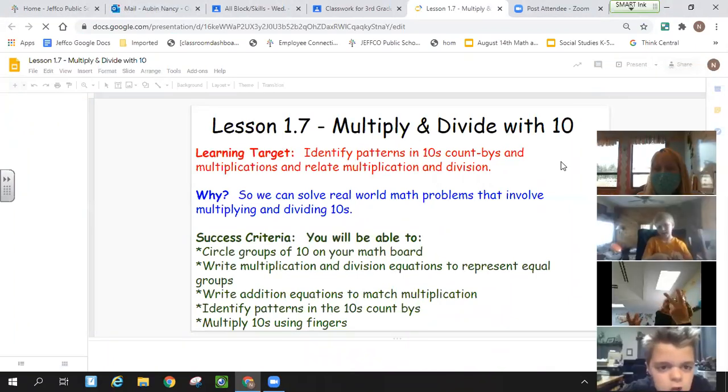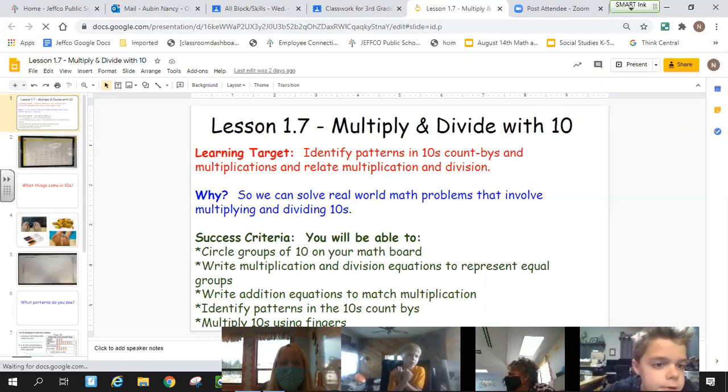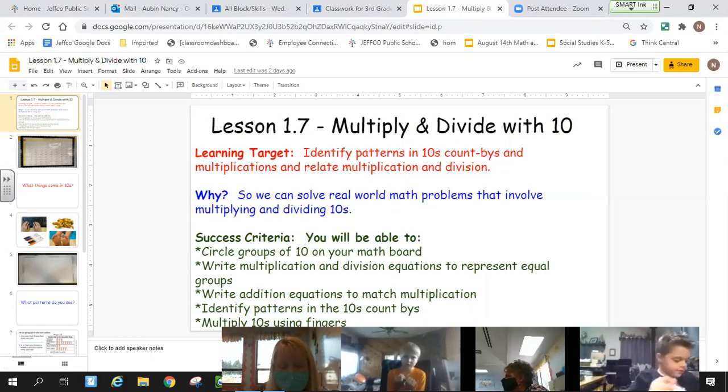All right, so our learning target today is identify patterns in tens, count bys, and multiplications, and relate multiplication and division. We've done this lesson with 2s and 5s. Now we're going to look at doing it with 10s. Why? We want to solve real world math problems that involve multiplying and dividing with 10s. Lots of things come in 10s.